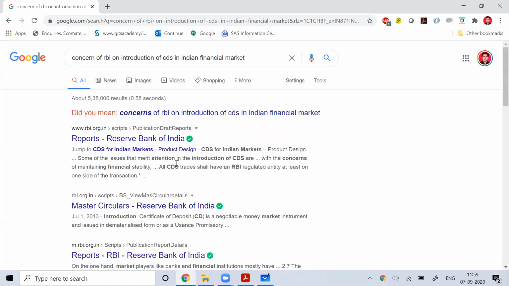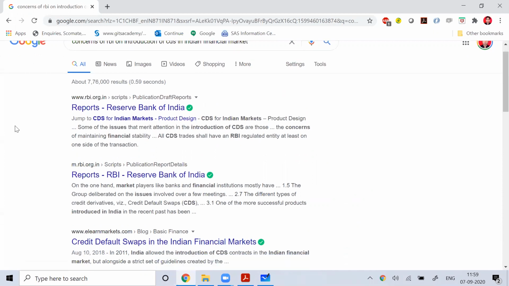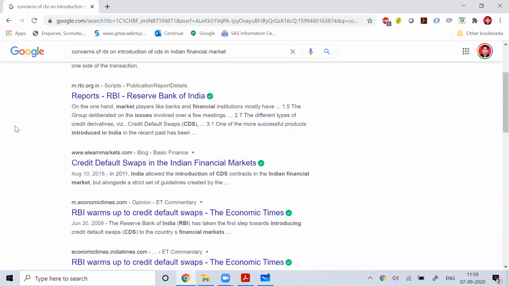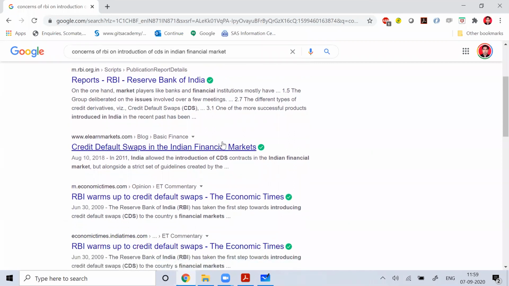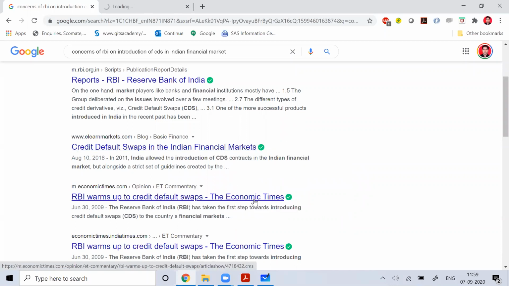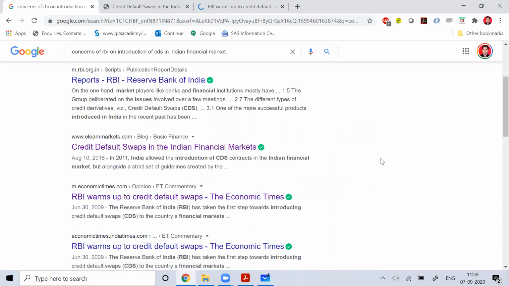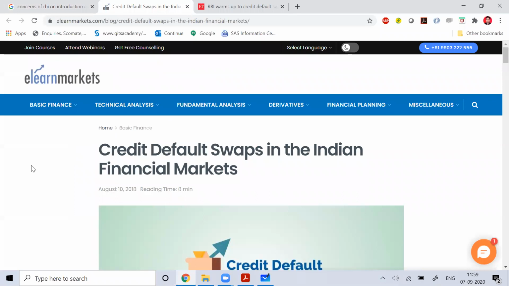So you can understand the scenario: if the same CDS were implemented in the Indian market, what would be the likely concern the RBI would be thinking about. You can read these articles to understand CDS. I'll give you one example: RBI warms up to the CDS, the credit default swap, in the Indian financial market. You can read about them whenever you get time.